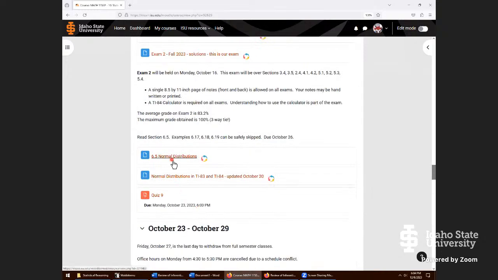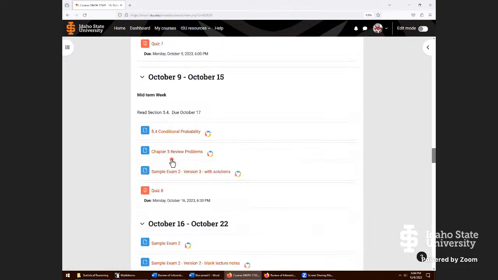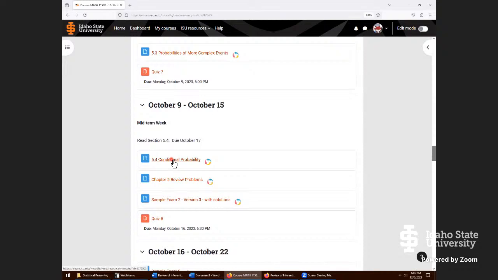Going backwards, you could probably expect one normal distribution kind of problem, where you'll have to use normal CDF, inverse norm, potentially give a practical interpretation to a computation, and draw those little graphs to organize information going into the calculator.